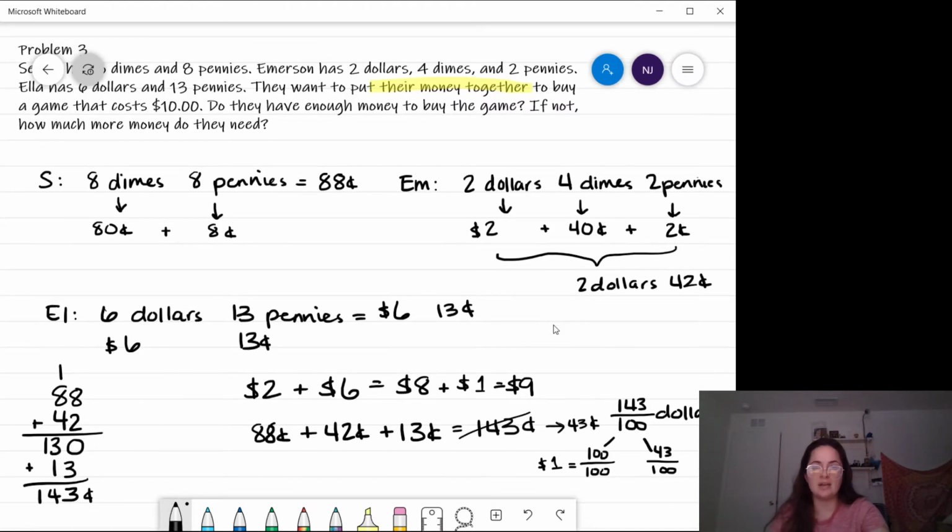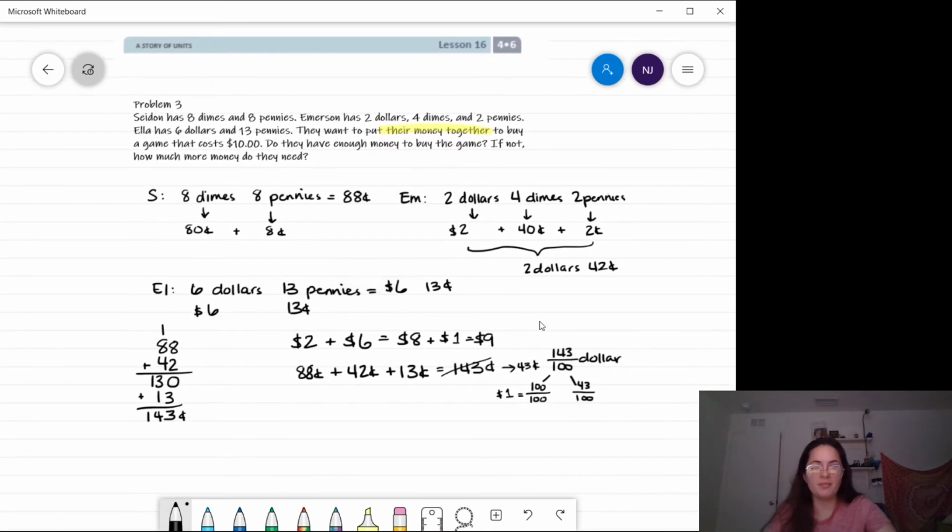No, it is not. So I'm going to say all together, they have $9.43. I'm not going to write out that they do not have enough, but I'm going to write instead how much more they need.